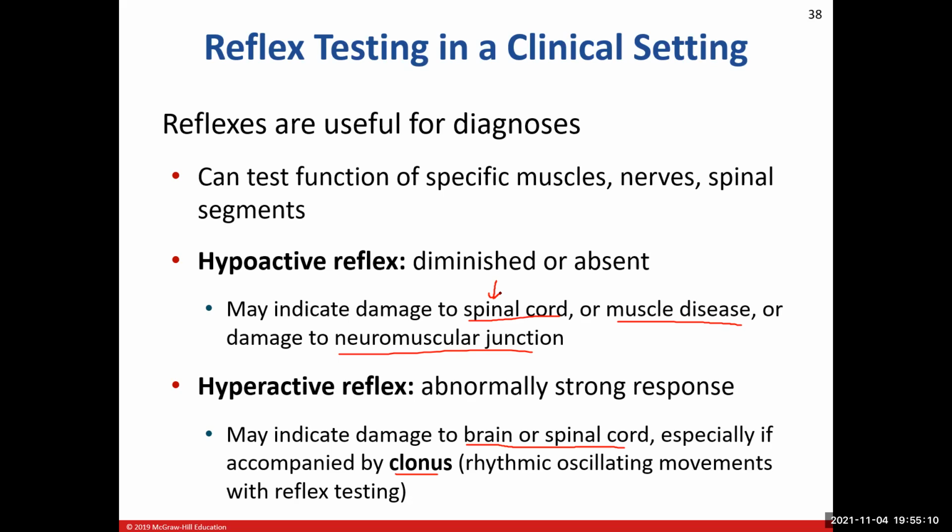So that's why it's important that we test reflexes. Okay, awesome. I just wanted to go through that and wrap that up real fast.